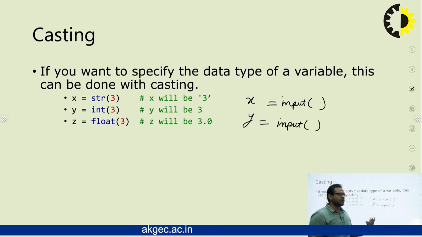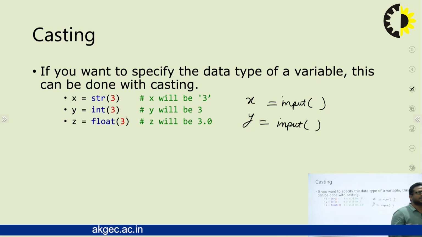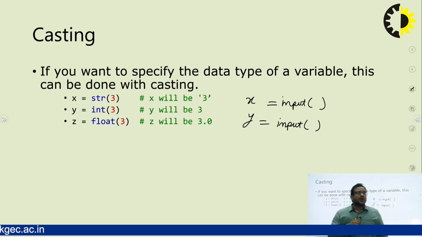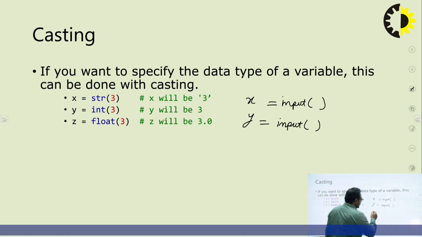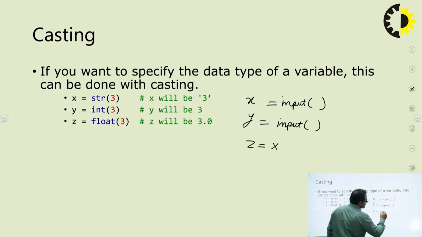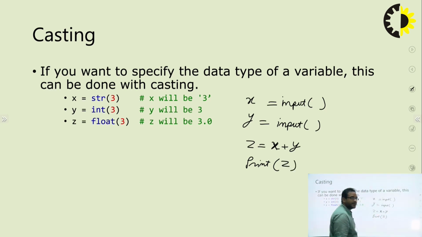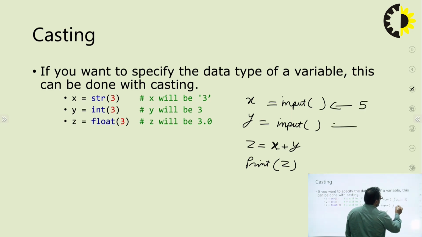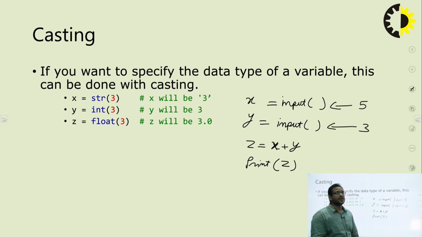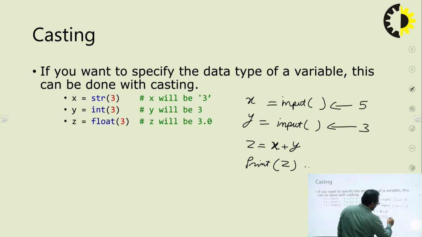Whenever I run this program, it takes two values. The first value is inserted into x, the second value into y, right? So there are two values here. What is the problem here? Whenever I do z is equal to x plus y, and print z, suppose the user gives 5 and 3. The input is 5 and 3, and when we do the addition it prints 53, and it should come 8. That is wrong. It should come 8.